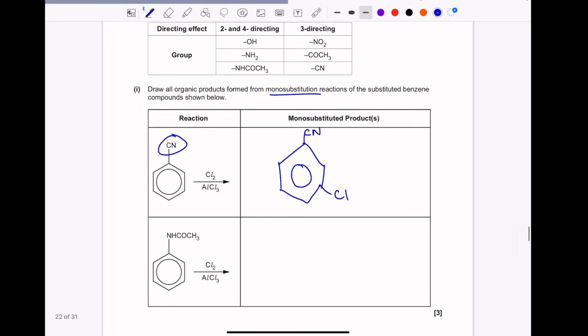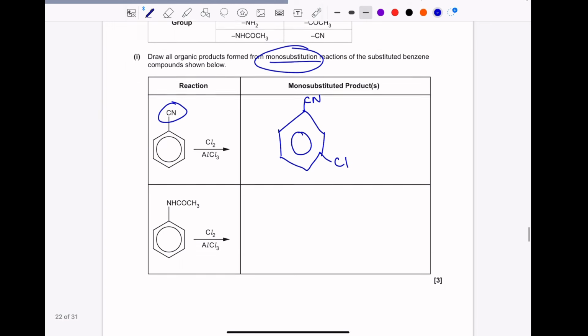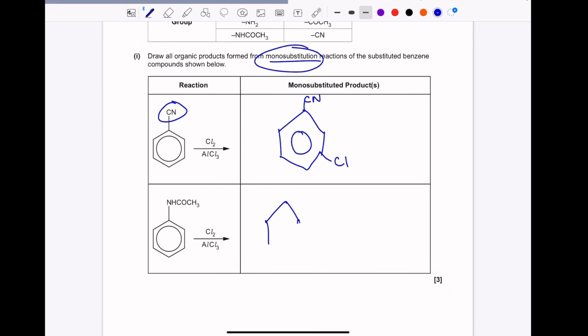Then for the next one, this looks to be 2 and 4 directing, but we need to show monosubstitution products. So we draw one with 2 substitution and the other one with 4 substitution. So 2 substitution would be over here. And for the other one, it's the same thing again, except this time chlorine is on the 4th position.